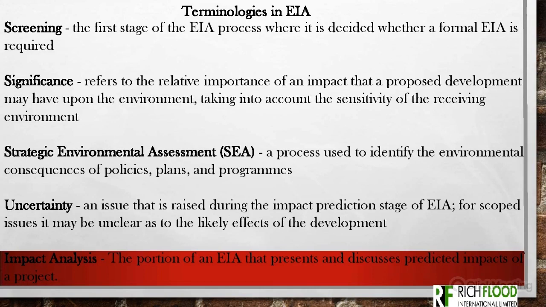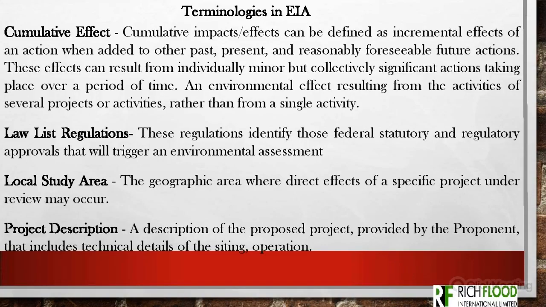Uncertainty means an issue that is raised during the impact prediction stage of EIA. It is an issue that is raised, and the issues may be unclear as to the likely effects it will have on the development. The impact analysis explains the portion of the EIA that presents and discusses predicted impacts of a project. Next to it, we have cumulative effect.